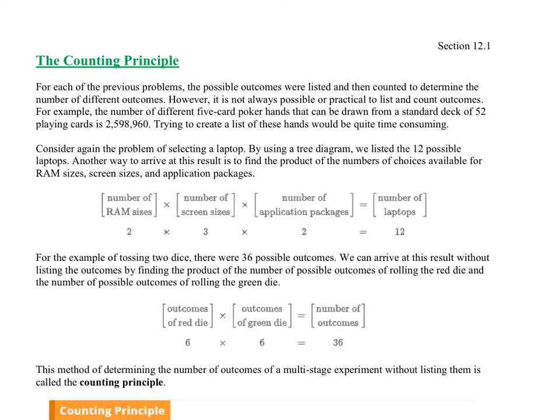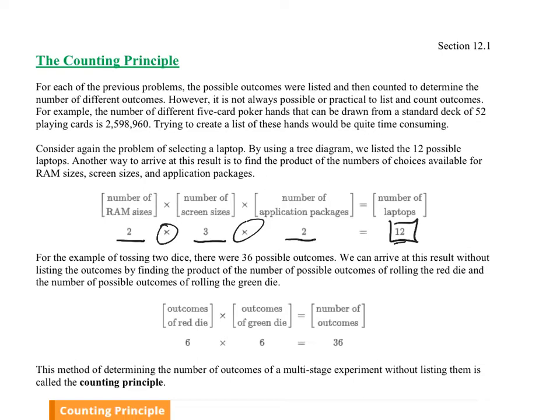What the counting principle does is you determine how many choices you're making. For instance, on the computer problem, we were making 3 choices: RAM size, screen size, and application package. You take how many options you have for each one of those things. We had 2 for RAM size, 3 for screen size, and 2 for application packages. And the counting principle says multiply each one of those numbers together. 2 times 3 times 2 is 12, which was the total number.